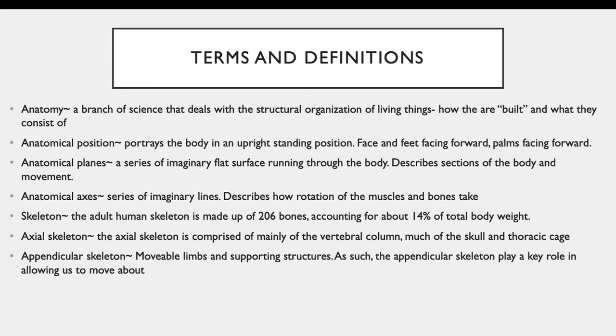Now, there are also anatomical axes, which are a series of imaginary lines which describe how rotation of the muscle and bones work. Now, the adult human skeleton is made up of 206 bones, accounting for about 14% of body weight. Now, there are two different types of skeleton, so I'm just going to briefly talk about both. So, the axial skeleton is comprised of mainly the vertebral column, much of the skull, and the thoracic cage, and the appendicular skeleton accounts for the movable limbs and supporting structures, and plays a key role in allowing us to move about.